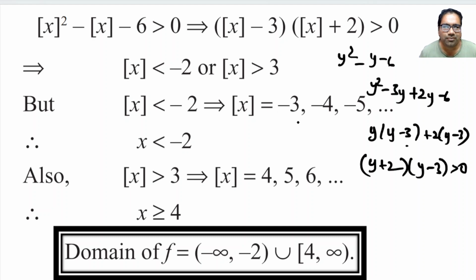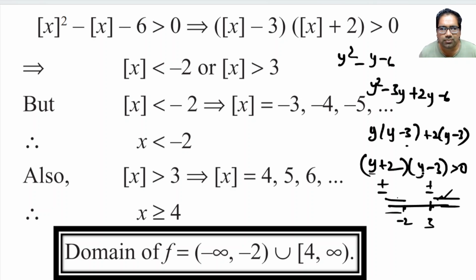Now, when will this be greater than 0? Here we have minus 2 and here we have 3. Whenever y is greater than 3, both factors are positive, so it will be greater than 0. And whenever y is less than minus 2, both are negative. For example, if y is minus 4, we get minus 2 and minus 7, both negative, so the product is also positive. So as long as y is less than minus 2 or y is greater than 3, this expression is positive.